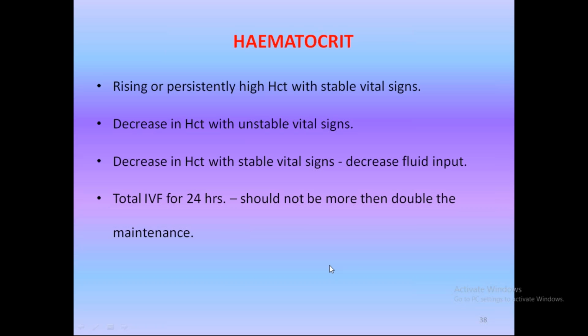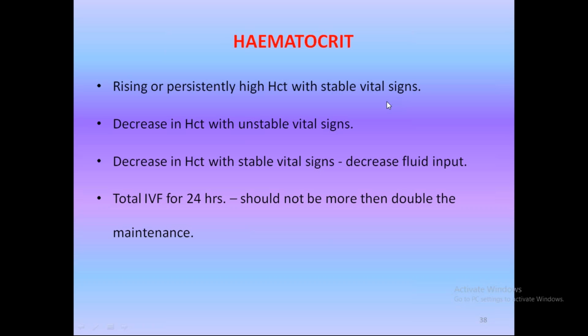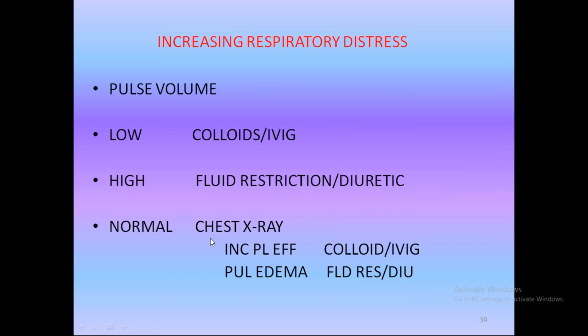Next, coming to the hematocrit monitoring, as I told you: rising or persistently high hematocrit with stable vital signs means we have to decrease the fluids. Decreased hematocrit with unstable vital signs, give blood transfusion. Decreased hematocrit with stable vital signs, you think of fluid overload, so decrease the fluid input. Total IV fluids per 24 hours should not be more than double the maintenance fluid. That all of you should remember.